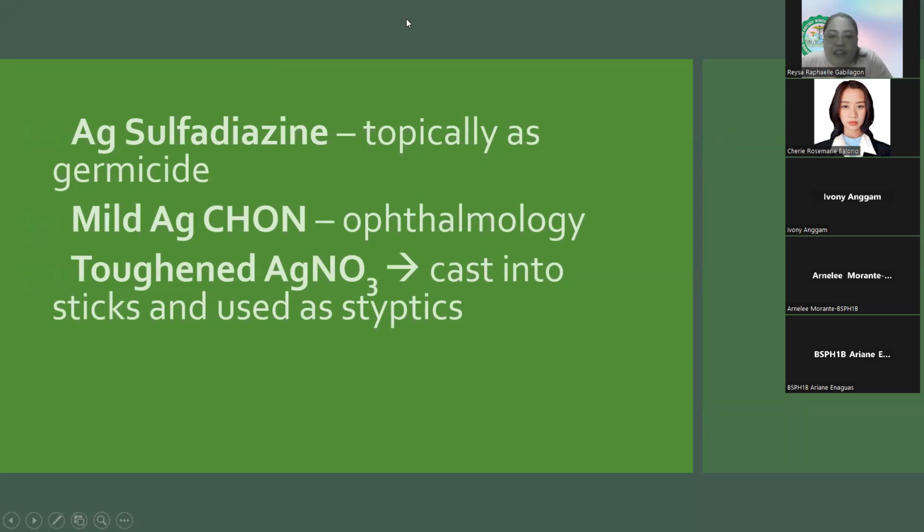And then we have the toughened silver nitrate, pinatigas na silver nitrate, which is placed into sticks where we can use this as a styptic. Okay? So like if you have small wounds, you may apply, using the sticks, the toughened silver nitrate to induce clotting of blood so as you are not going to bleed anymore. Okay?